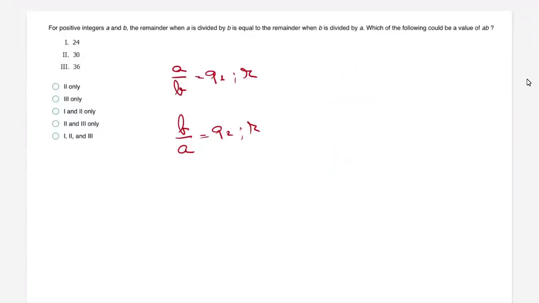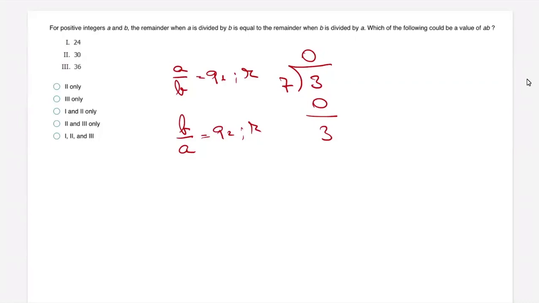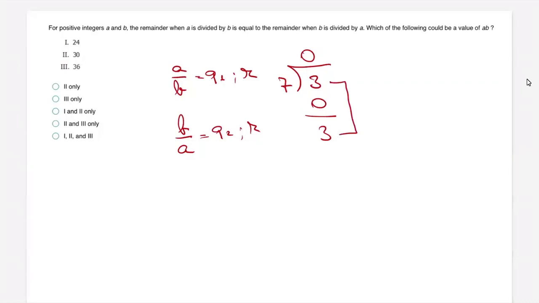When a lower number is divided by a bigger number, the remainder is the lower number. For example, 3 divided by 7 is 0, okay? And the remainder is 3. So when a lower number is divided by a bigger number, the remainder is the lower number itself, the dividend. So the remainder in this case is equal to the dividend.